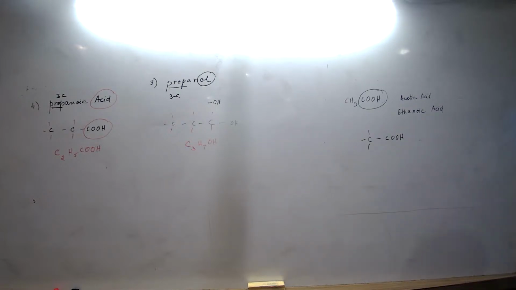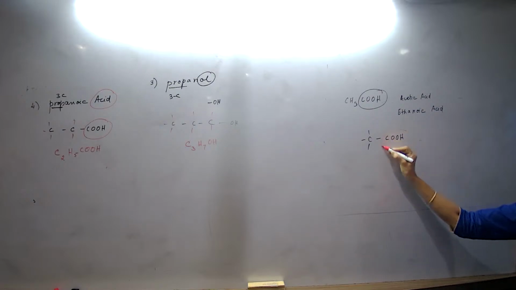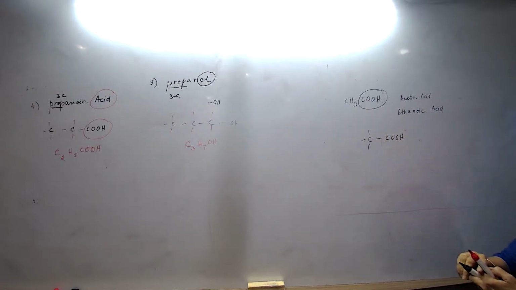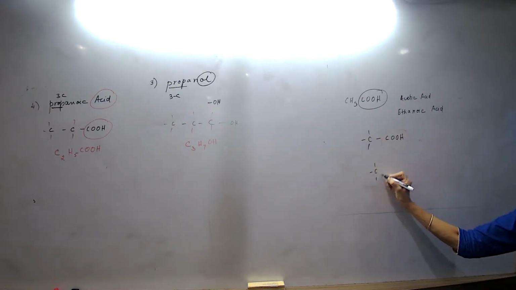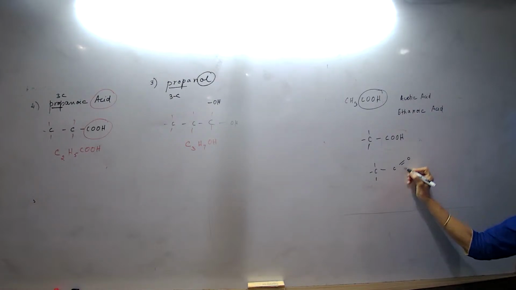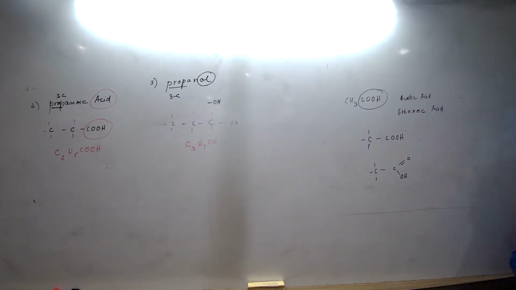Now, in your textbook, if you look at the functional group, the green table, on page number 66. How are they showing the COOH? Look at the board, everyone. How will you draw this COOH? This way: C double bond O, OH. This is your COOH. Now understand?